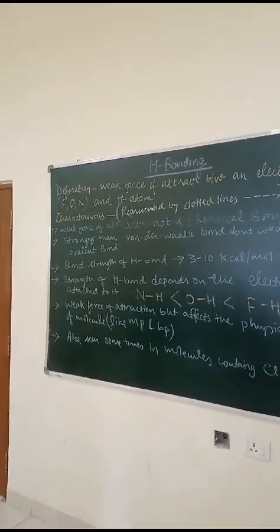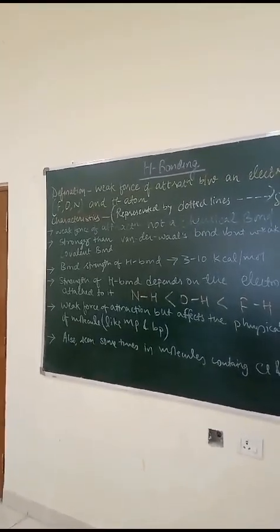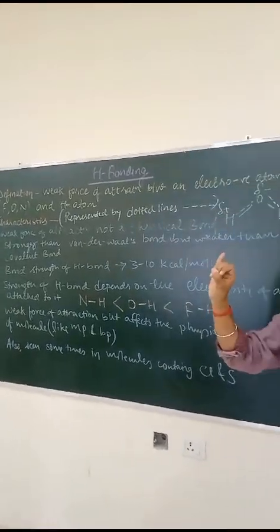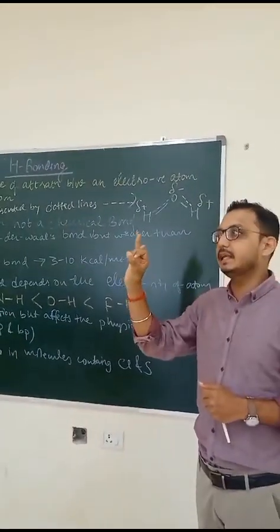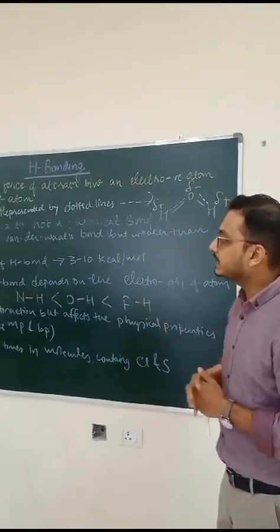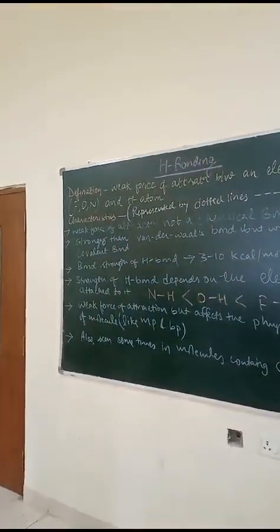What are the characteristics of hydrogen bond? So as I told, for hydrogen bond, the basic requirement is presence of an electronegative atom like fluorine, oxygen and nitrogen, and the second basic requirement is always the presence of hydrogen. Am I clear? Next point is, it is a weak force of attraction but not a chemical bond.